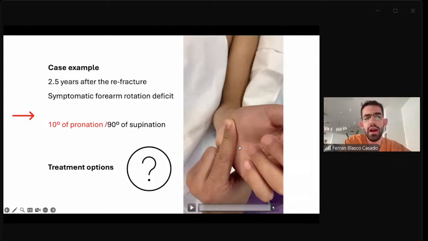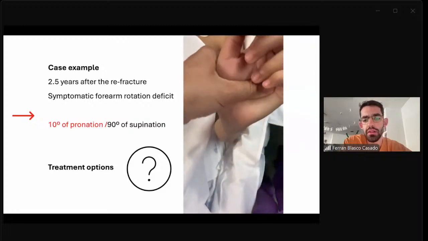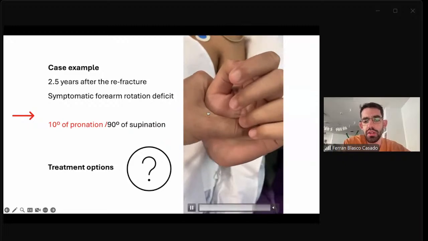This patient, after 2.5 years, came to the clinic because he was suffering a symptomatic forearm rotation deficit. As you can see in the video, we have full supination, but only about 10 degrees of pronation. So what are the treatment options in this situation?